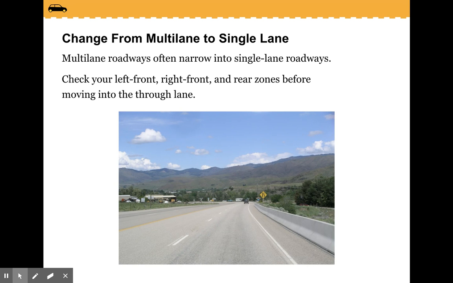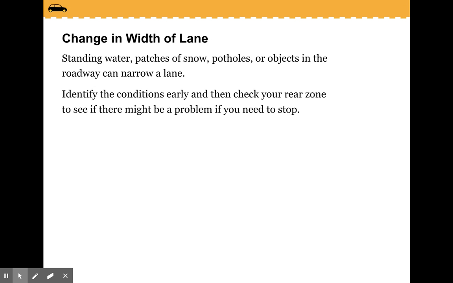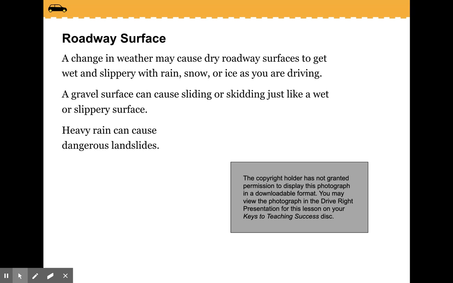Change from a multi-lane to a single-lane road. Multi-lane roadways often narrow into single-lane roadways. Check your left front, right front, and rear zones before moving through the lane. Standing water, patches of snow, potholes, or objects in the roadway can narrow a lane. Identify the conditions early and then check your rear zone to see if there might be a problem if you need to stop. A change in weather may cause dry roadway surfaces to get wet and slippery with rain, snow, or ice. A gravel surface can cause sliding or skidding just like a wet or slippery surface.